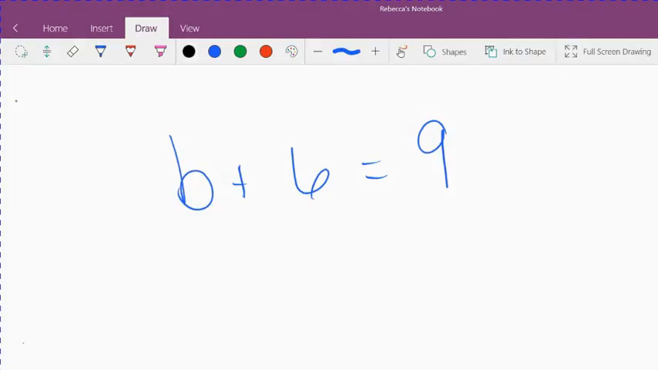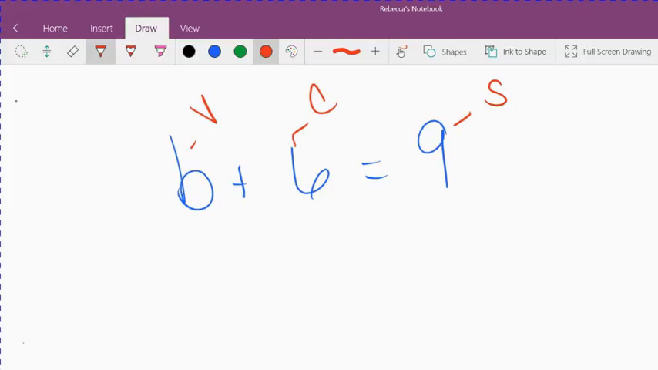Hi everyone, we're going to continue our review. Now we're going to move on. Here we have a single step equation. We're going to move on from that into two-step equations. So here again we have our constant, our variable, and then over here we have our solution.